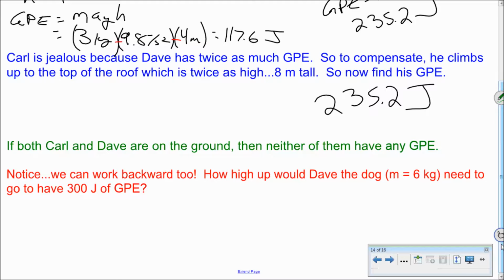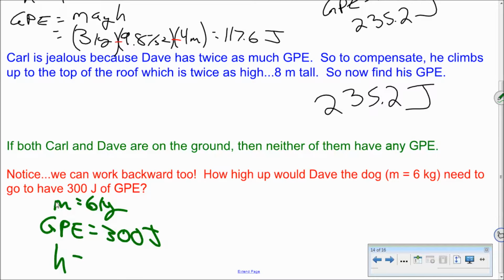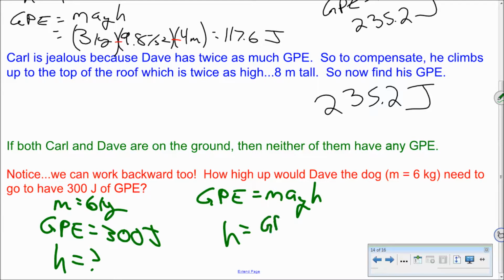So let's see. Dave. So here's what we know about Dave the dog. He's got a mass of 6 kilograms. He's got a GPE of 300 joules. We're trying to find the height, right? So obviously you guys can go through and do the calculations. It's not rocket science. So GPE is mass times acceleration of gravity times height. So if I rearrange this, I get height is GPE over mag, right?